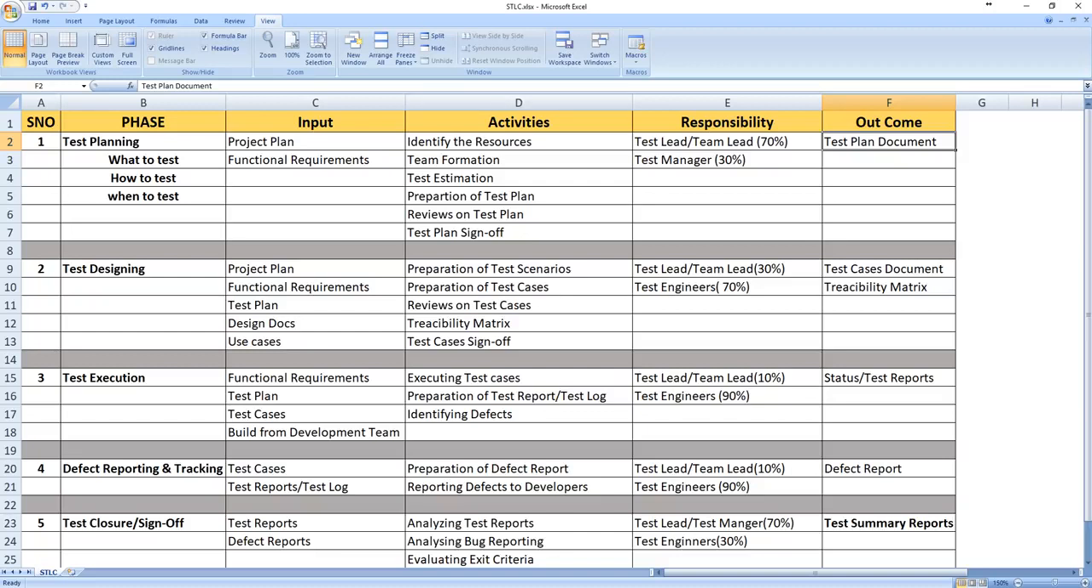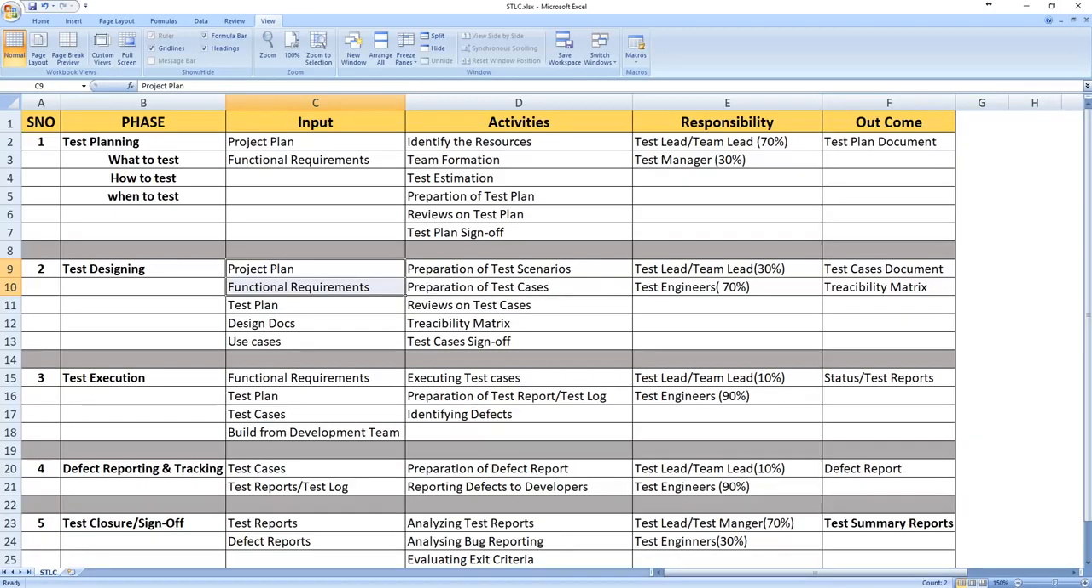So in the test designing phase, what are the input documents? Again, project plan will be there. Function requirement is already there in the previous phase. Along with these two, we need to also refer few more documents, because in the test designing phase, the main activity is identifying the test scenarios, writing test cases, reviewing test cases, and so on. So if we want to prepare our test cases and scenarios, we require more detailed level of information. Okay, so that's the reason.